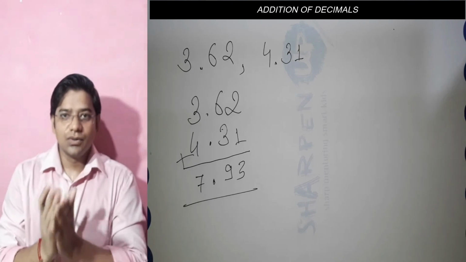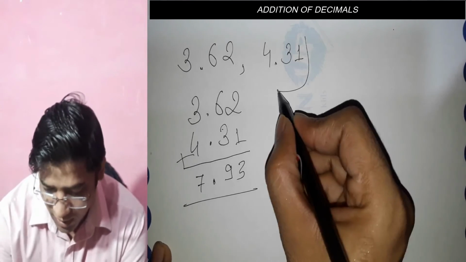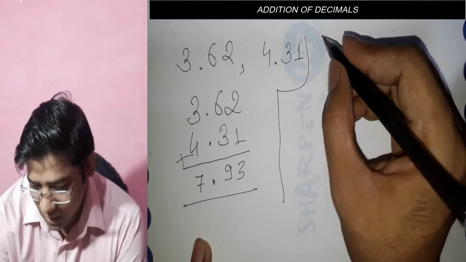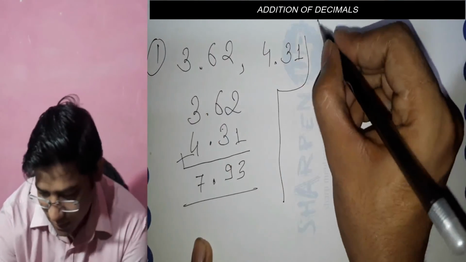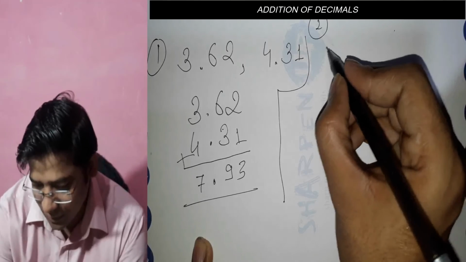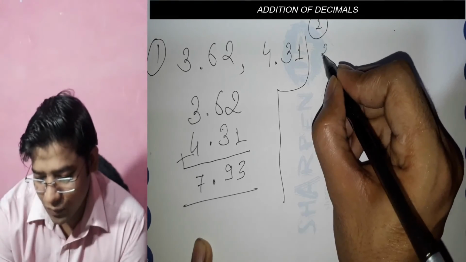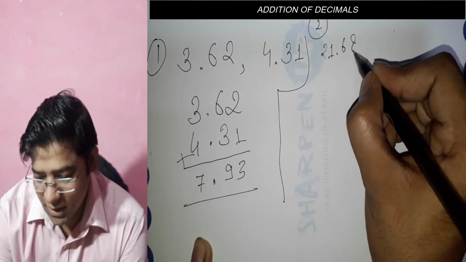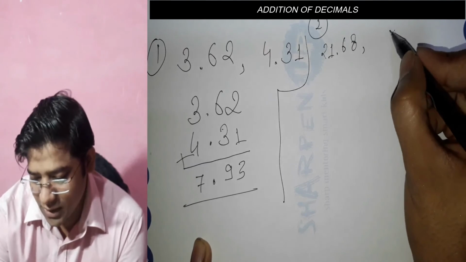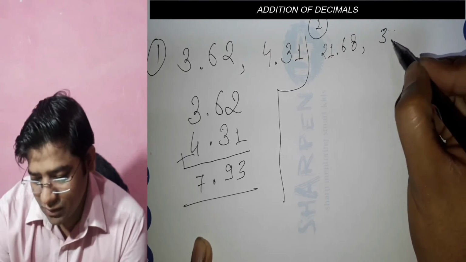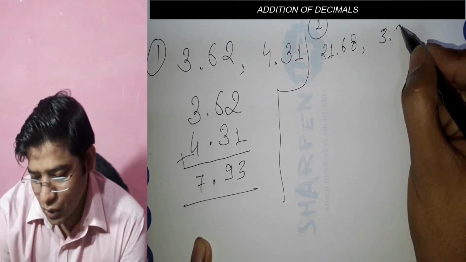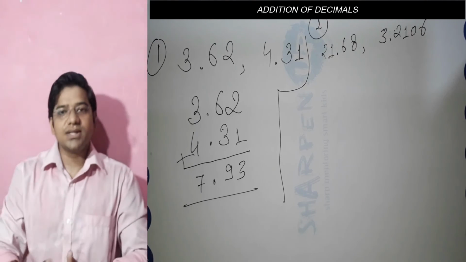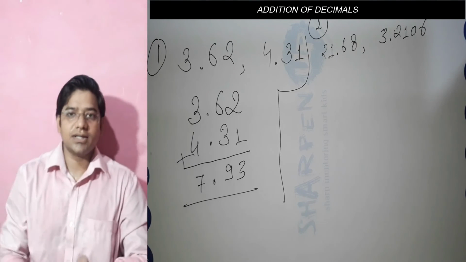to add two decimals. Suppose we have two unlike decimals. So what we have to do, first I will write two decimals. This is our second example. It's 21.68 and my second decimal is 3.2106. So we can clearly see that they are unlike decimals.